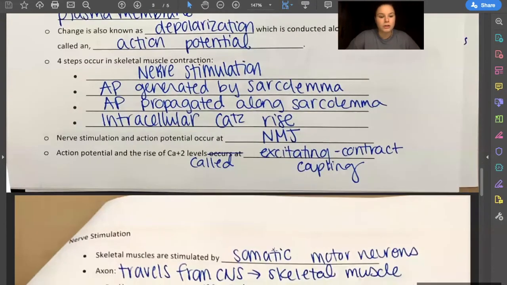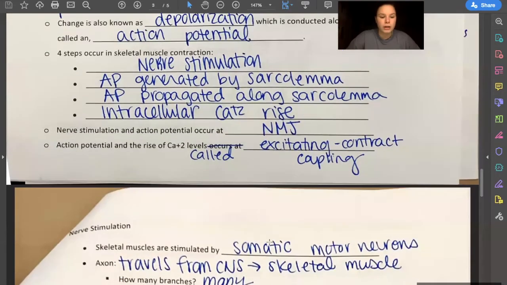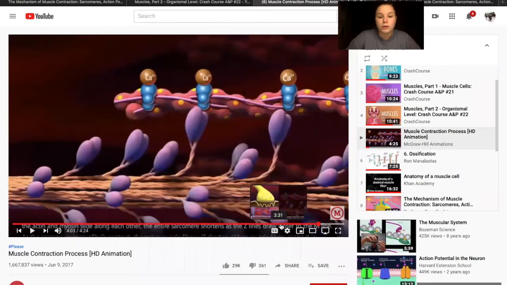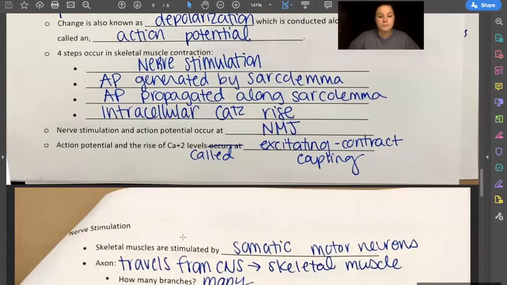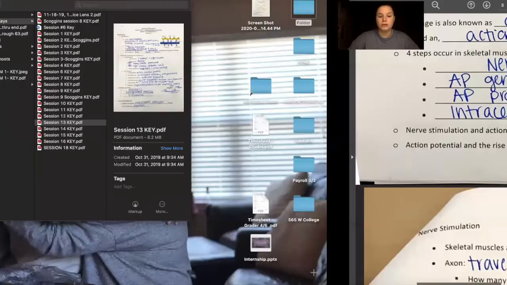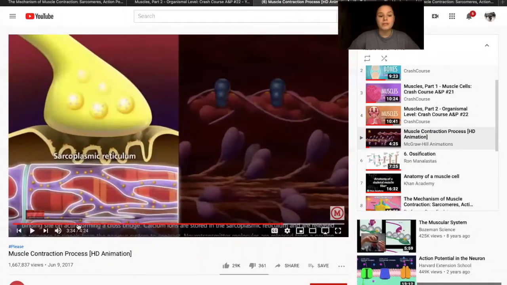Okay. So then we have nerve stimulation, okay? So the skeletal muscles are stimulated by somatic motor neurons. So this is a somatic motor neuron, okay? Motor for movement, somatic for body, and that's a neuron, okay? And so the axon is traveling from the CNS to the skeletal muscle. So the CNS is the central nervous system.